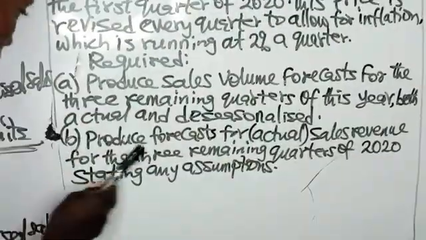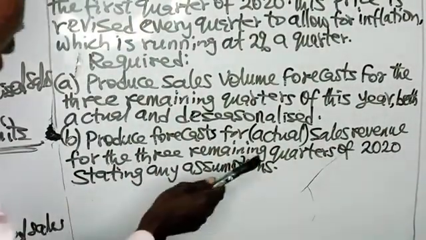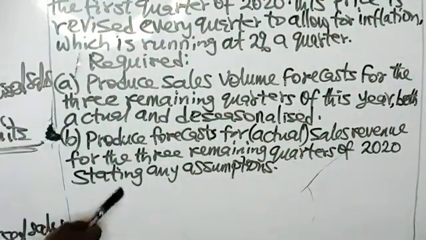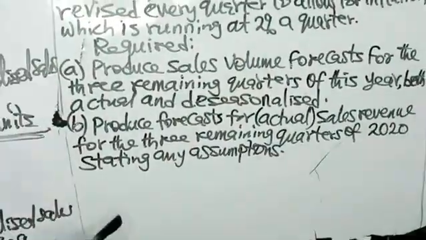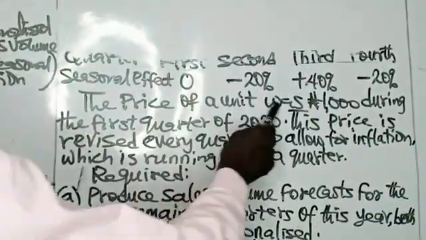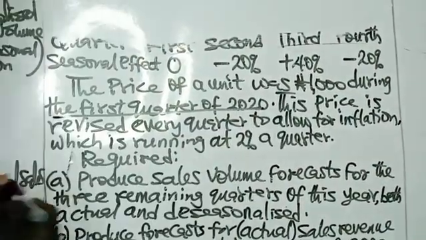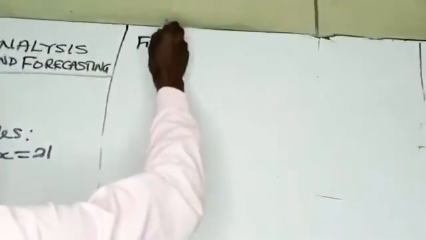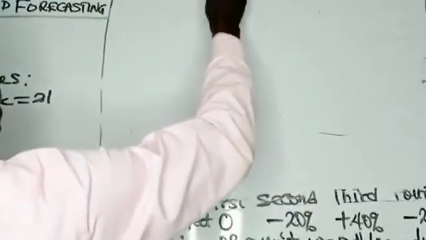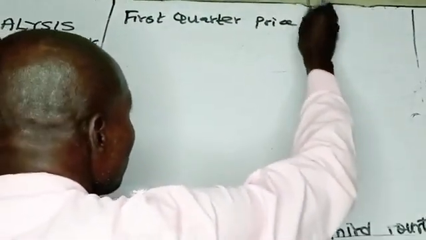Now, in B, you are to produce a forecast for actual sales revenue for the 3 remaining quarters of 2020, stating any assumptions. You want to calculate the actual sales revenue for the remaining 3 quarters. You were told the price of a unit was 1,000 during the first quarter of 2020. First quarter, you have price to be 1,000 naira.